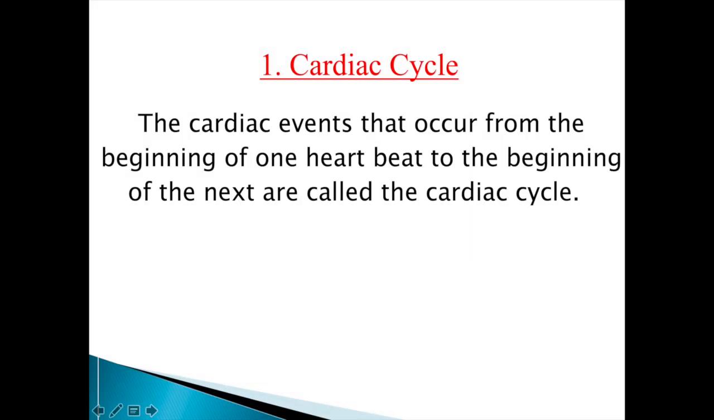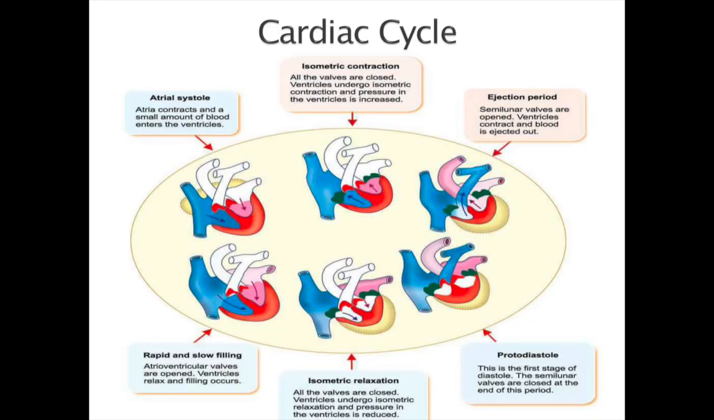So what is the cardiac cycle? The cardiac cycle is the cycle that occurs from the beginning of one beat to the beginning of the next beat. This is the cardiac cycle. It's equivalent to one heartbeat. The cardiac cycle comprises 7 phases from atria to ventricle.